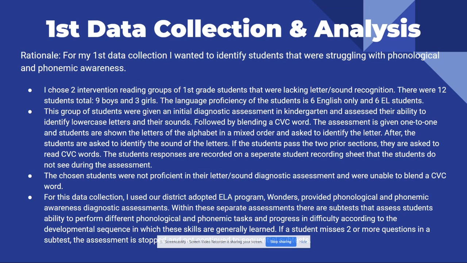If a student misses 2 or more questions in a subtest, the assessment is stopped and you do not continue to go on. That is where the child is identified in need.